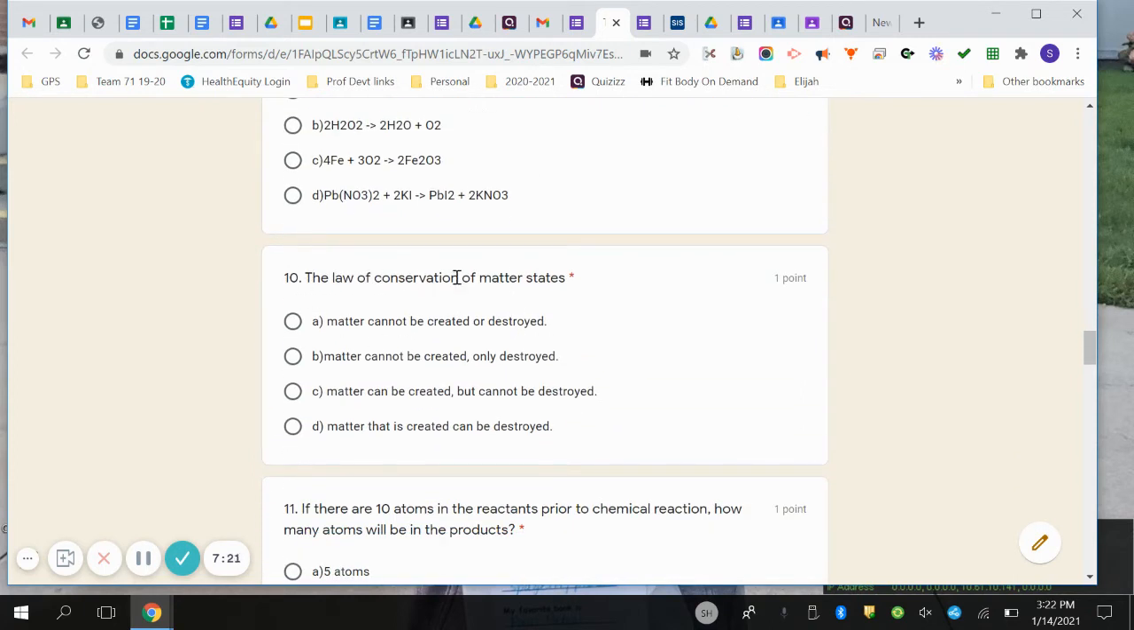Number 10, the law of conservation of matter states matter cannot be created nor destroyed. Matter cannot be created, only destroyed. Matter can be created, but cannot be destroyed. Matter that is created can be destroyed.